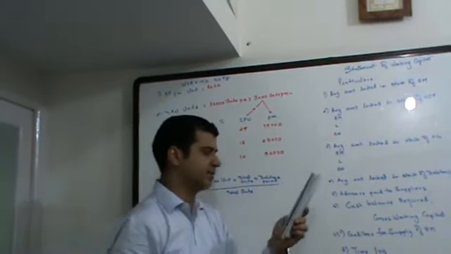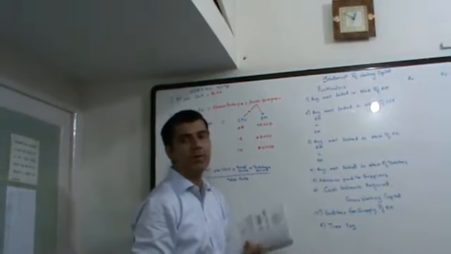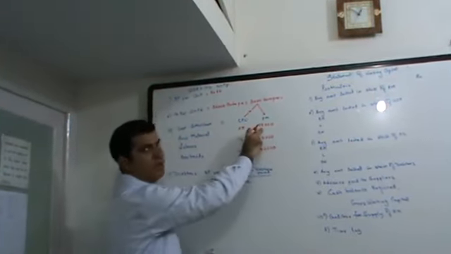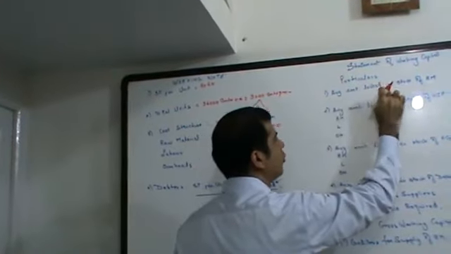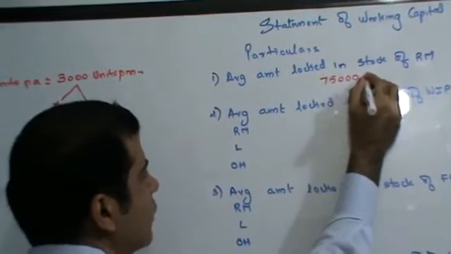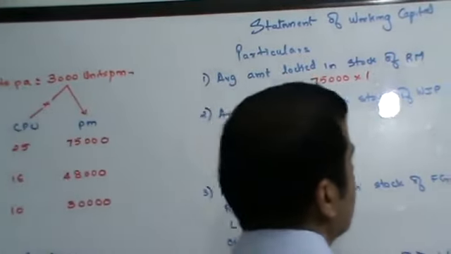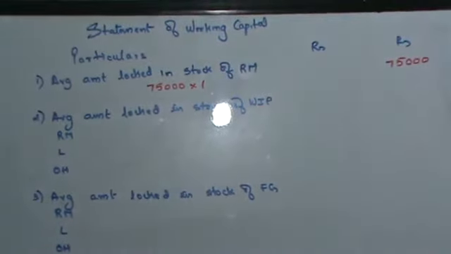Let's see the adjustments. They give you that raw material will remain in stock for 1 month. Raw material we have calculated is 75,000. Average amount locked in stock of raw material: raw material we calculated is 75,000 for 1 month. So this is going to be 75,000. Fine, do we get this thing clear?